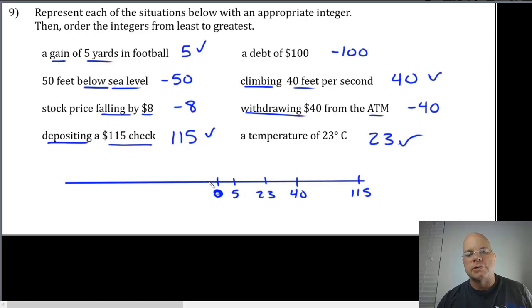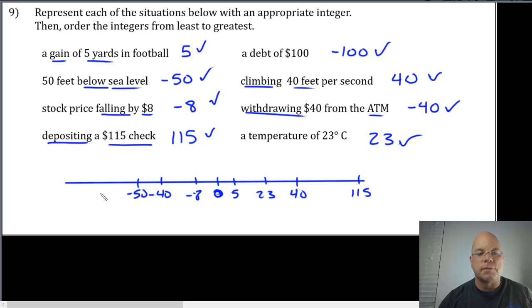The negative integers, as I'm moving left from 0, the first one of these I would see would be the -8. And then as I continue to move left, I would see negative 40 just before negative 50. So negative 40 might be out here, negative 50, and then negative 100 would be way out here. So an ordered list from least to greatest is like going from left to right on your number line.